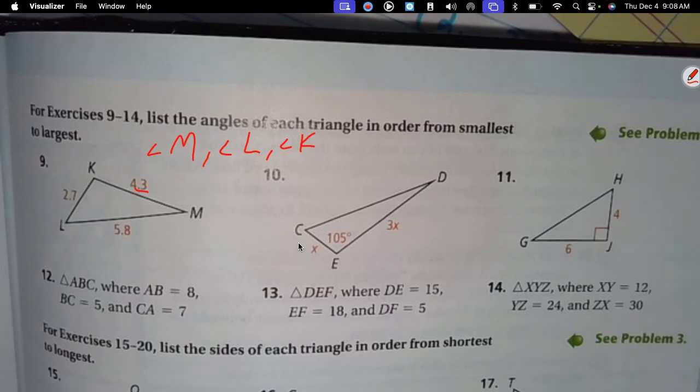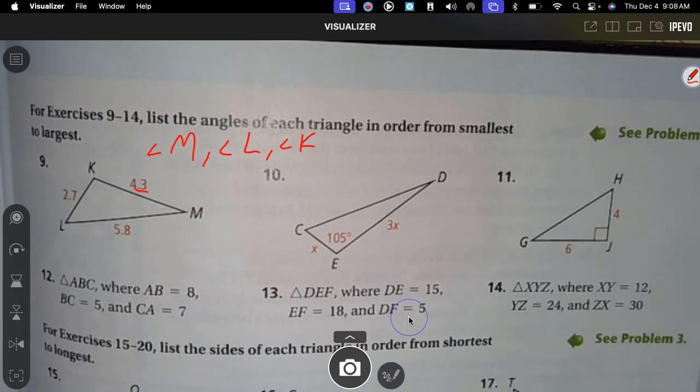Okay, this one, it says list the angles from the smallest to the largest. So what's the smallest angle? This one's kind of confusing because I don't really have a lot of numbers. Now, does everybody agree that that's going to be the biggest angle? 105? Because it only adds up to 180. Nothing's going to be bigger than 105. So angle E is going to be my last one.